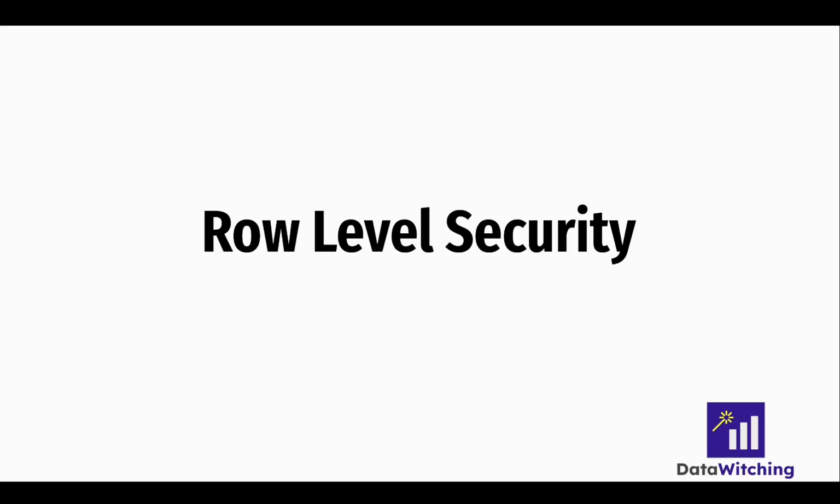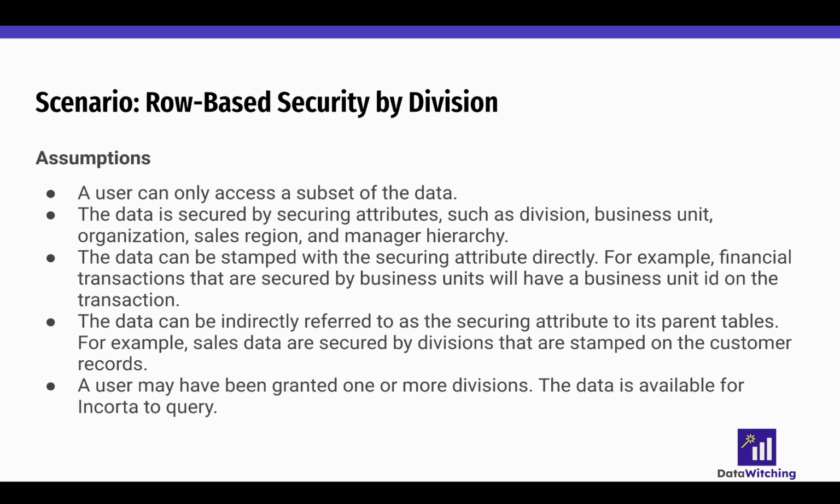Finally, I'm going to talk about row-level security. Row-level security is data filters that will eliminate rows from users. Now let's explore role-based security by division. This ensures users in Incorta only see data relevant to them. For example, a sales manager will see data for their region only. We achieve this with data security filters using division as our security attribute. This attribute stamps data to control access, like securing financial data with a business view.